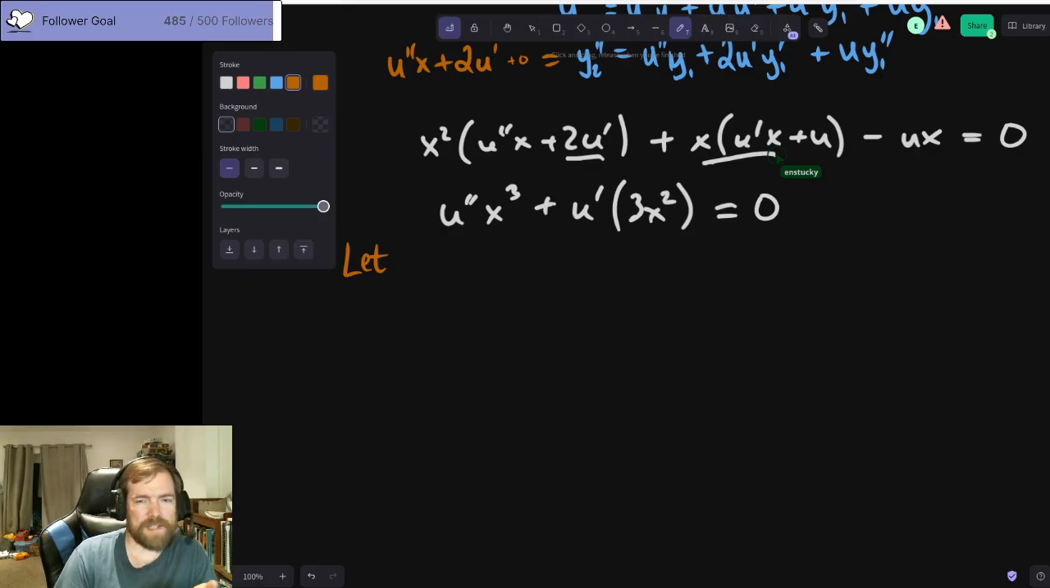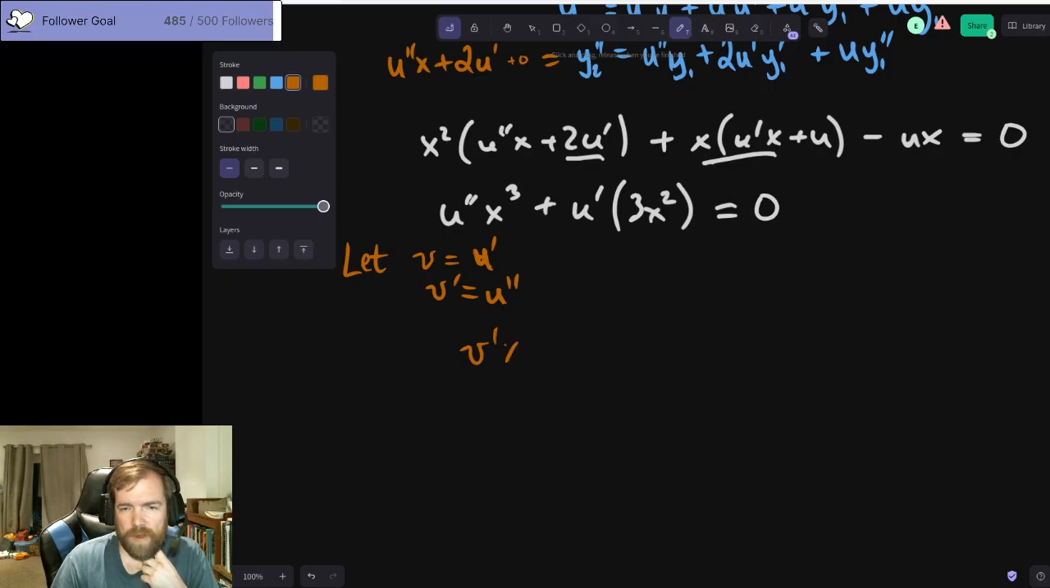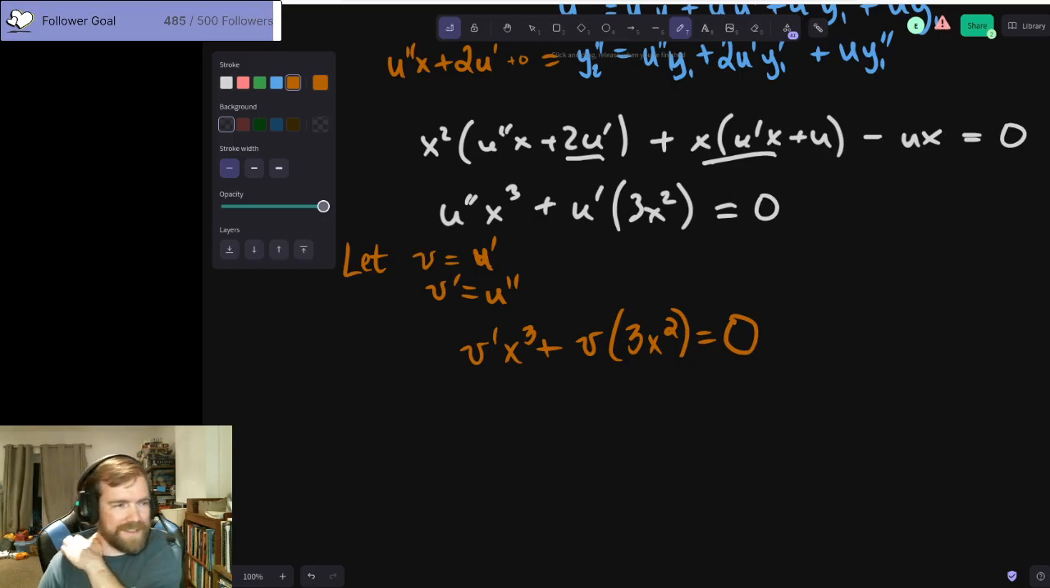Right, so if anybody hasn't seen it before, right now what we see is that there's no u term over here at all. And so we're just saying, what if u prime was the primary variable that we cared about? So if we went with, let v be equal to u prime, then v prime is going to be u double prime, and therefore we get v prime x cubed plus v times 3x squared is equal to 0. How do you feel about that differential equation? Well, that looks pretty nice.